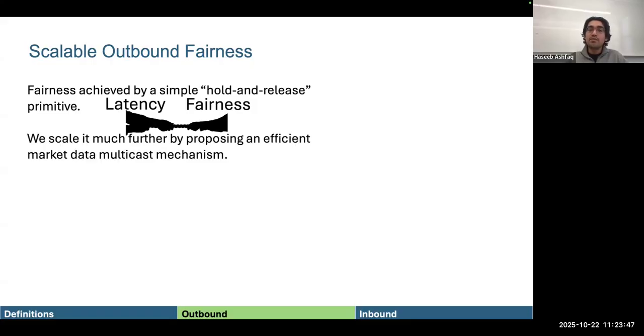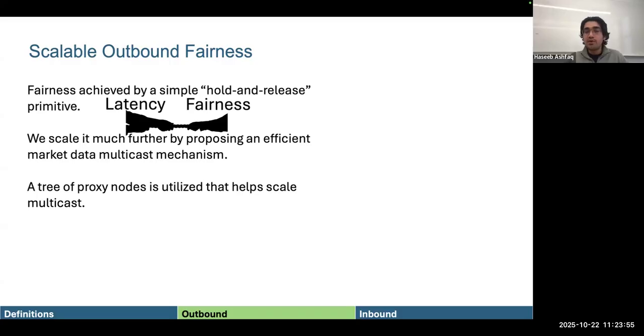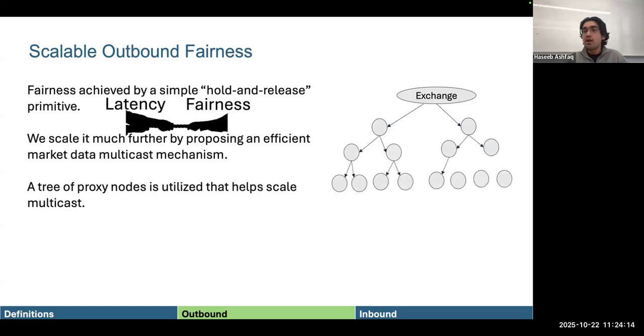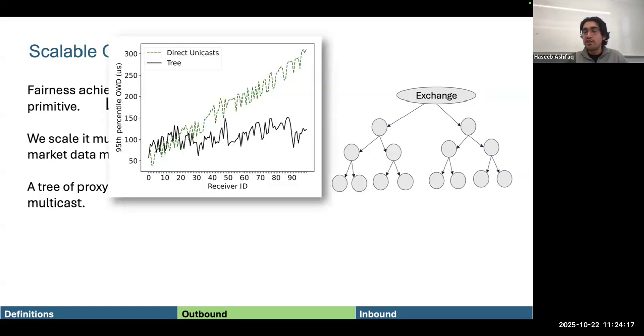We scale this mechanism by proposing an efficient market data multicast mechanism, which starts with a very simple idea. Let's use a multicast tree. A tree of proxy nodes is utilized that helps scale the multicast. So if this is an exchange, instead of this exchange sending messages to all the receivers, it only sends messages to a few proxies, which in turn do the same until the messages reach the leaves, which are the receivers.